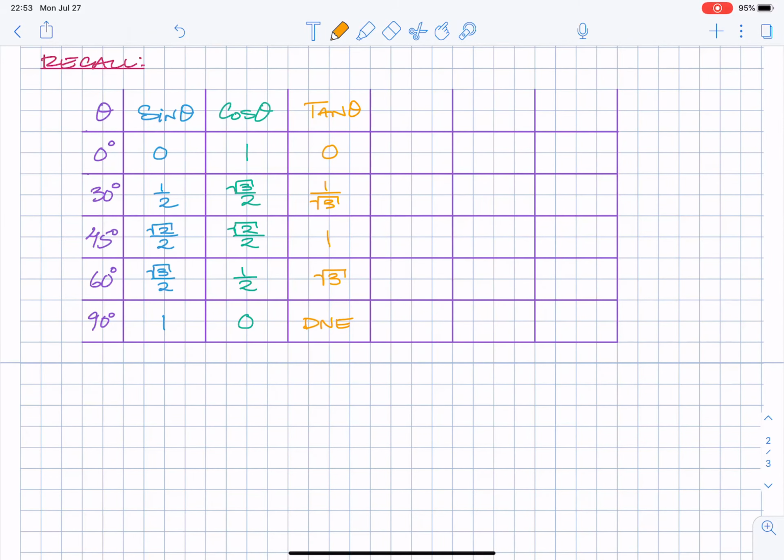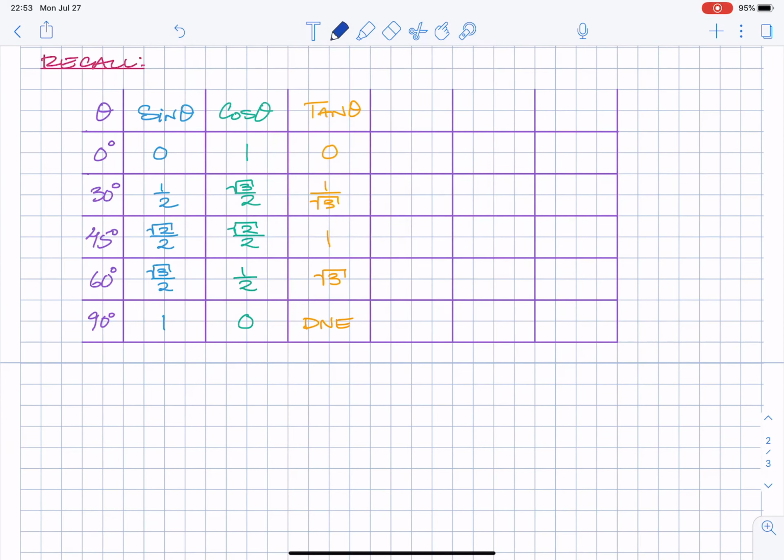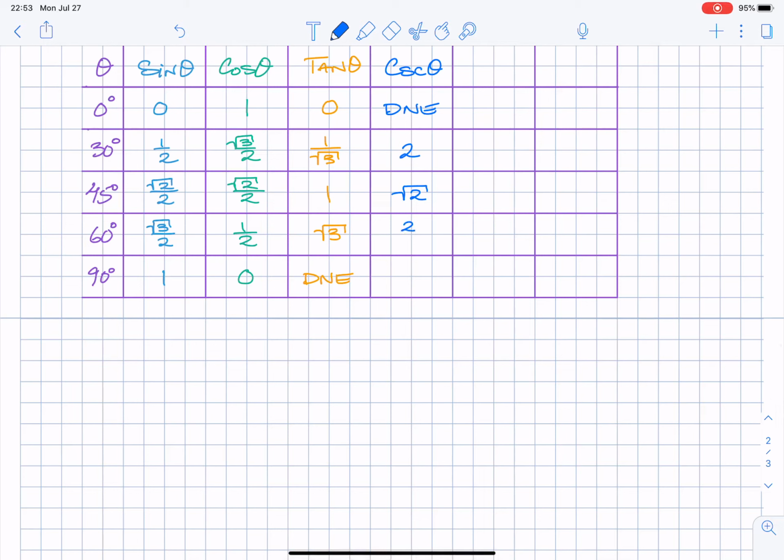Now let's do the reciprocal functions. So let's see. That's too dark. Let's do this one. So cosecant of theta is the reciprocal to sine. 1 over 0 does not exist. 1 over 1/2 is 2. Flipping this root 2 over 2 upside down and rationalizing gives me root 2. Then we have 2 over root 3. I don't care if you rationalize, that's fine. And then 1 over 1 is 1.